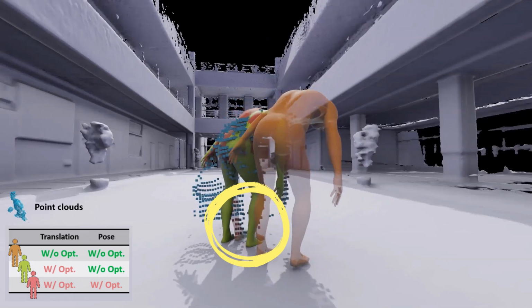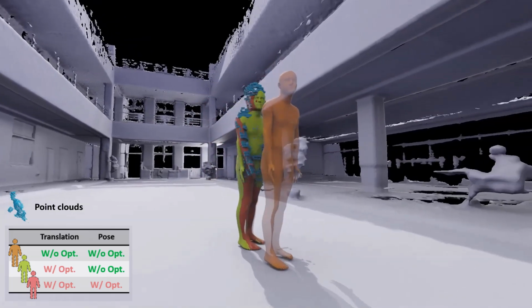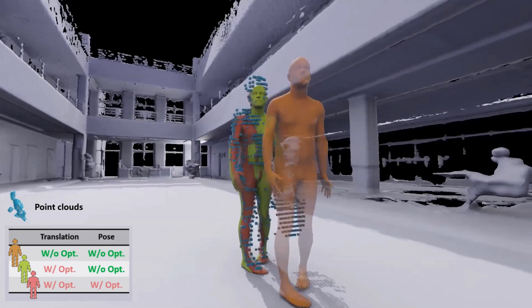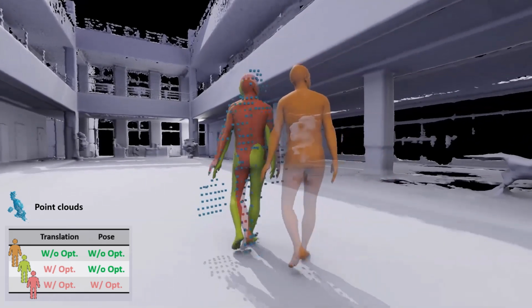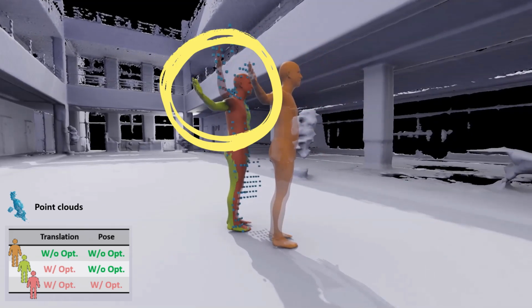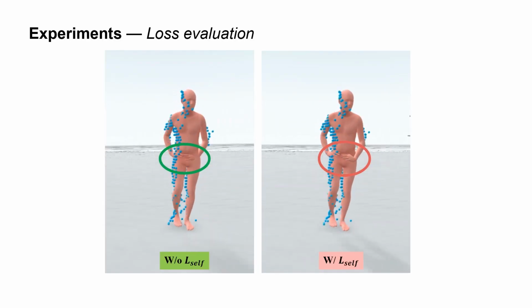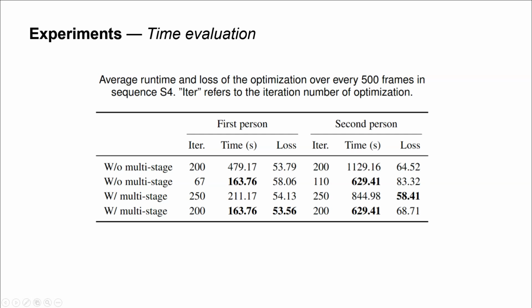For the evaluation of our method, we compare results with ablating loss terms. First, to evaluate the effectiveness of pose optimization, we compare the results with unoptimized poses in the same global localization. As shown in the video, without the extra constraints, the IMU pose is far from realistic due to the misalignment to point clouds. We also show the effectiveness of our self-constraint in helping reduce self-penetration. We report the average runtime and loss of the optimization over every 500 frames in sequence S4. These evaluations highlight the efficacy of our multi-stage optimization strategy.